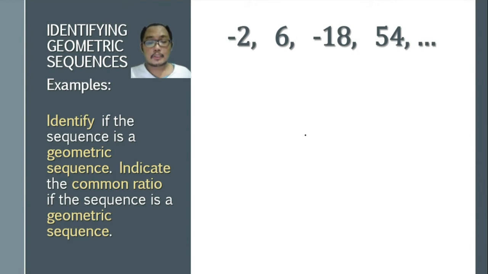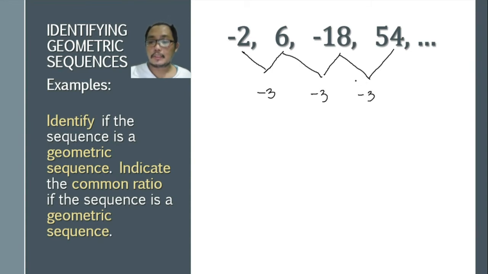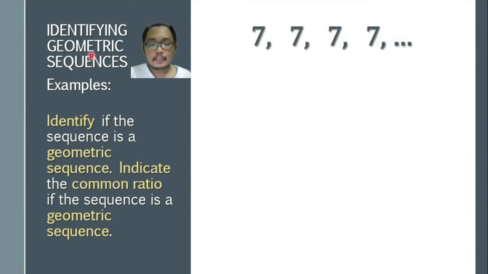And let us have the next. So we merely have to use the same idea. So 6 divided by negative 2 is negative 3. Negative 18 divided by positive 6 is negative 3. 54 divided by negative 18 is also negative 3. Since all of these are the same, therefore we have a common ratio which is equal to negative 3. And this is a geometric sequence. And let us proceed with this.